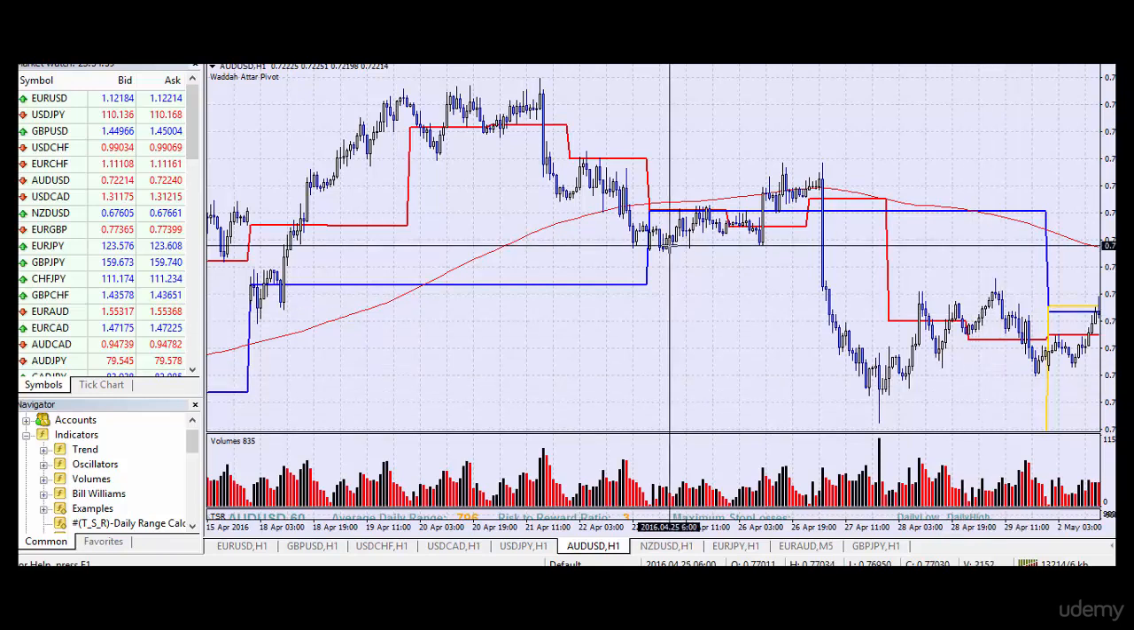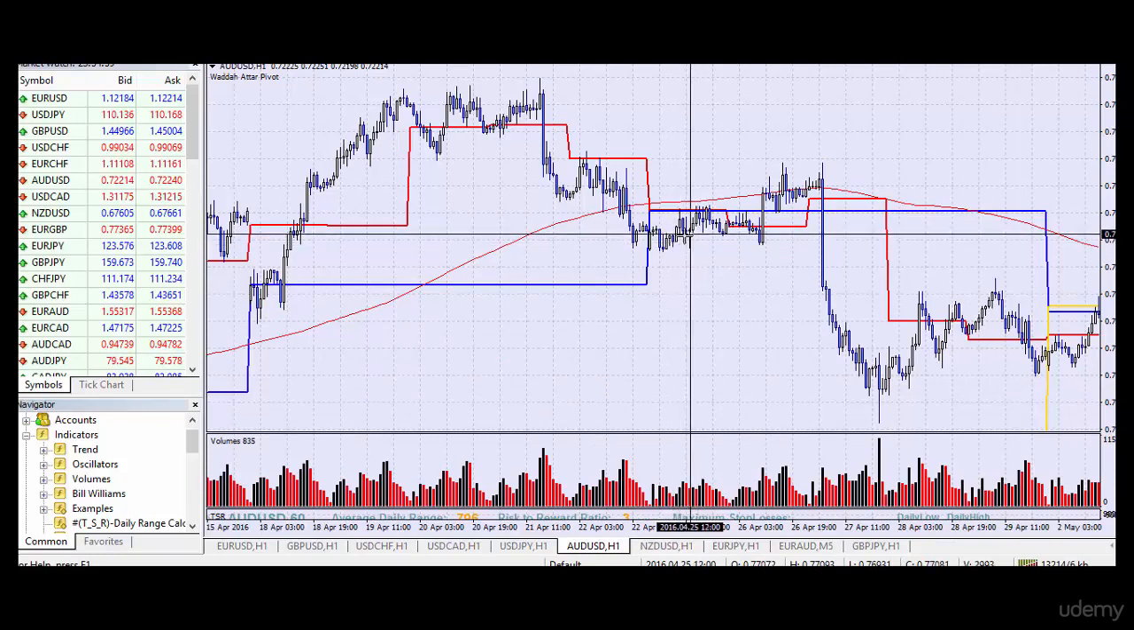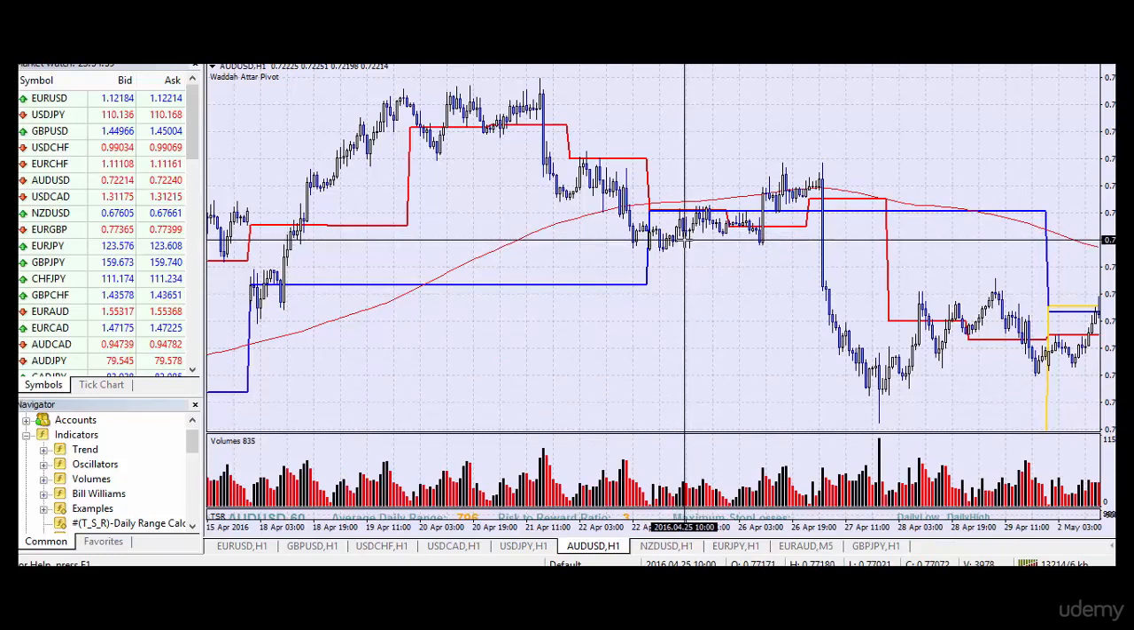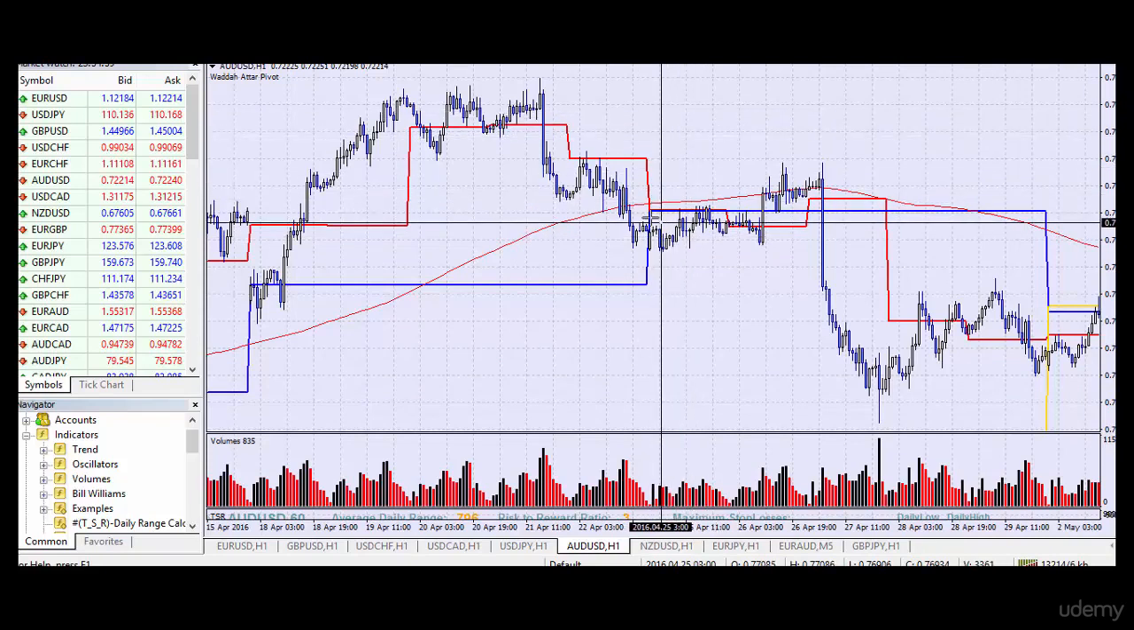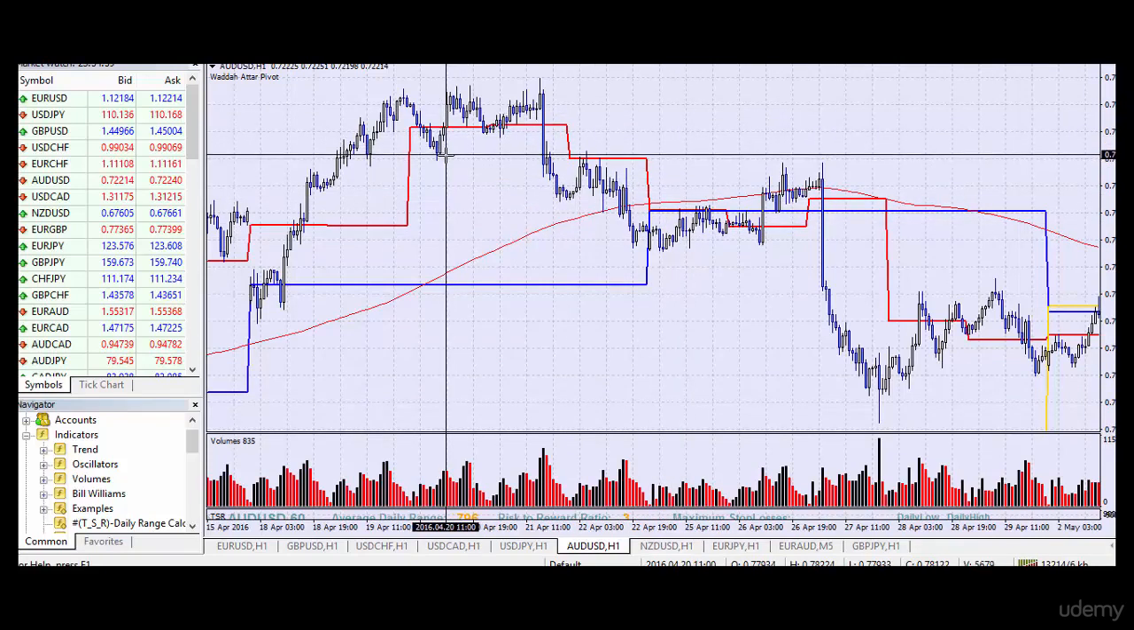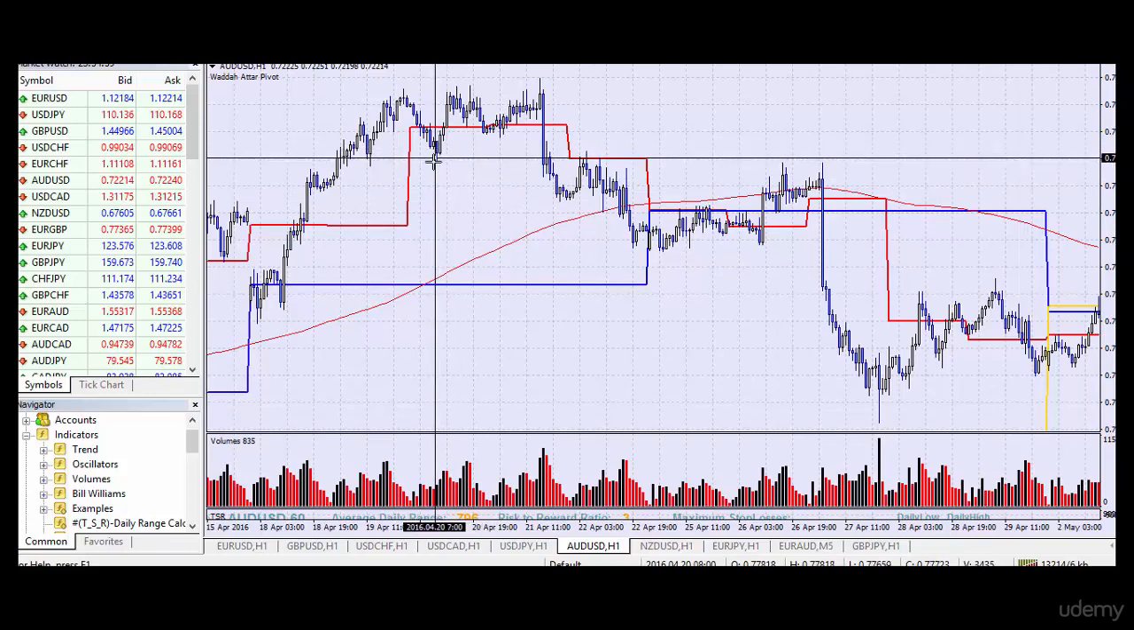For example, if we're looking to sell this, we would not sell the market here. We would wait for a pullback and look to sell somewhere in this region. Why? Because here is a past support, future resistance. So we look to sell somewhere around this region. Okay, so we draw a horizontal line here.